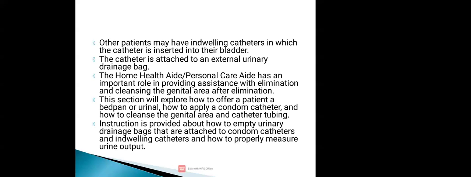and the home health aide or the personal care aide has an important role in providing assistance with elimination and cleansing the genital area after elimination. So this section will explore how to offer a patient a bedpan or urinal, how to apply a condom catheter, and how to cleanse the genital area and catheter tubing. Instruction is provided about how to empty urinary drainage bags that are attached to condom catheters and indwelling catheters, and how to properly measure urine output.